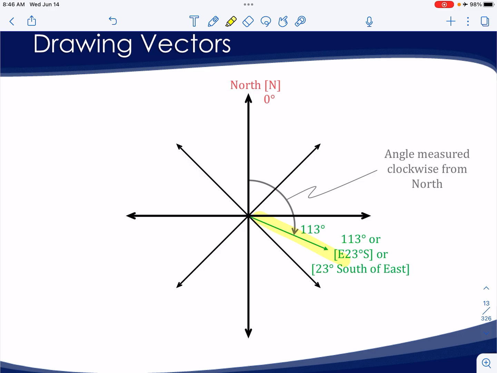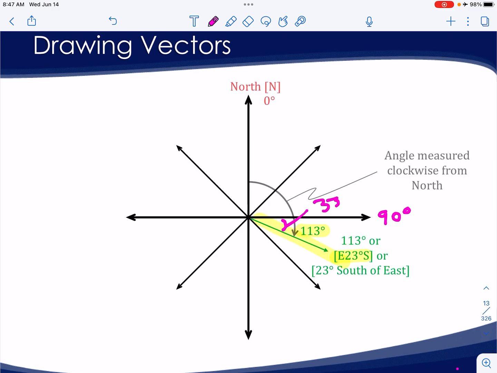You could say, if you're just saying generally, this would be southeast. But if you want to be more specific, you could say it's at 113 degrees. Or you could say it's east 23 degrees south, because here, if this is 90 and this is 113, then this would be 23 degrees. So it's 23 degrees south of east. You could write that like this, east 23 degrees south, or 23 degrees south of east, whichever method works for you.